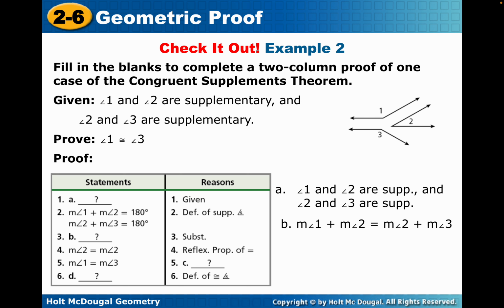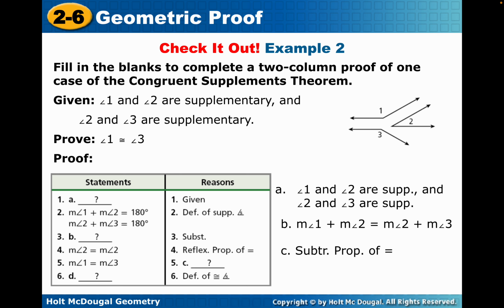Then it says the measure of angle 1 equals the measure of angle 3. Okay, who thinks they know what this step is going to be? What do we think? This one's a little tricky. What do you think, Julian? No? It's a little tricky. Okay, it's going to be the subtraction property. You subtract the 2's out.